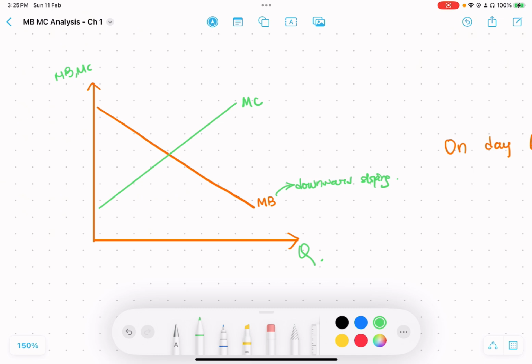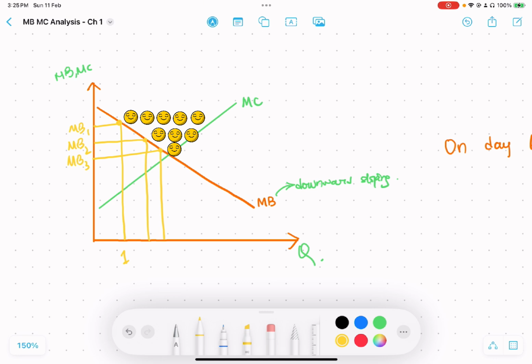As you are consuming each additional glass, when you have that first glass, you had really high marginal benefit. When you have the second glass, you're still happy, but not as happy as you were with the first glass. When you have that third glass, your marginal benefit falls a little bit more.